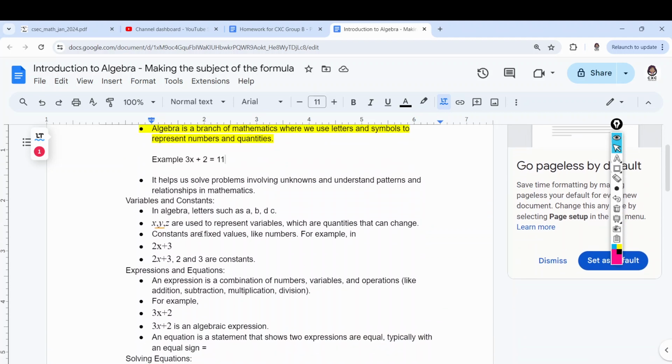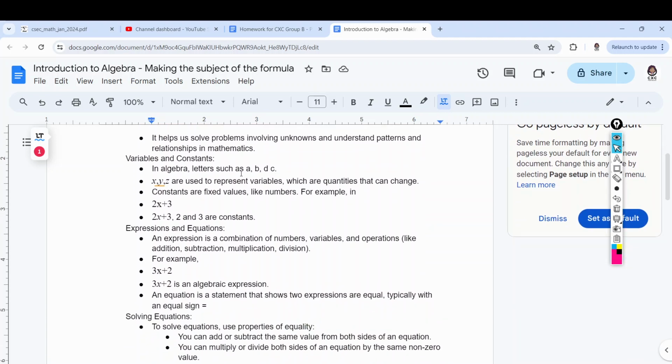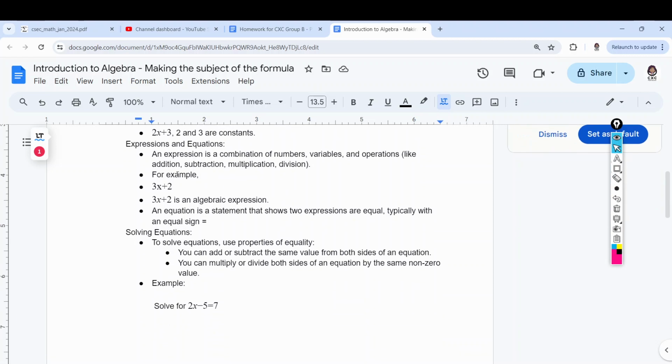Variables and constants in algebra: letters such as a, b, c, and x, y, and z are used to represent variables. So variables are unknowns, guys, which are quantities that can change. Constants are fixed values like numbers. For example, in 2x + 3, 2 and 3 are constants. Make sense?